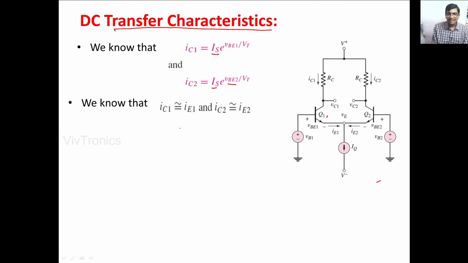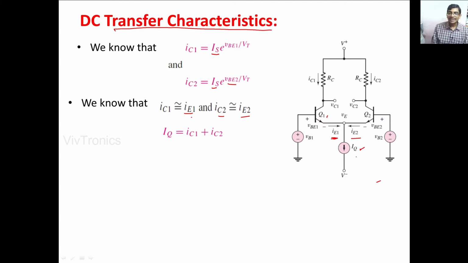And also we know that the IC1 current is approximately equal to IE1 and IC2 current is approximately equal to IE2, because we are assuming the base current IB is negligible. Actually we know IE is equal to IC plus IB. IB is negligible, therefore IC is approximately equal to IE. So we can say the constant current source IQ will be equal to IC1 plus IC2.